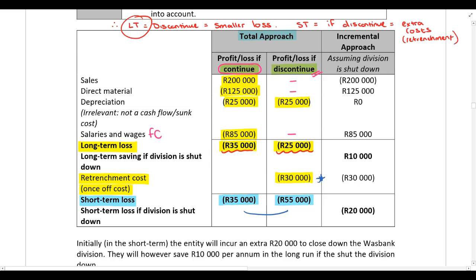So in the short term, actually, it's going to be difficult to discontinue because in the short term, it costs the company more to discontinue than to continue. However, in the long term, we can see that it's better for them to discontinue because in the long term, the loss is larger if they continue than if they discontinue. So we always make decisions that are in the best interest for the company in the long term.